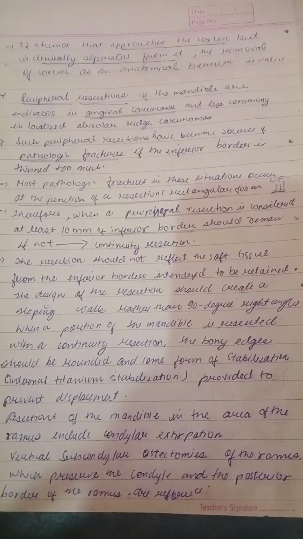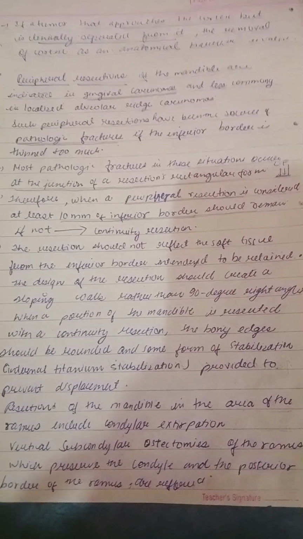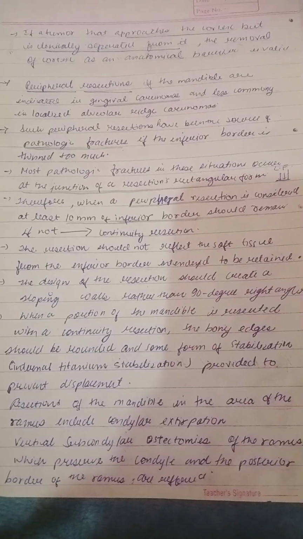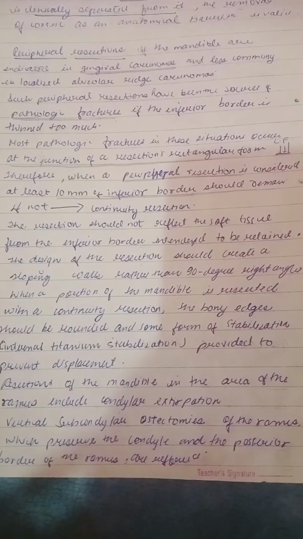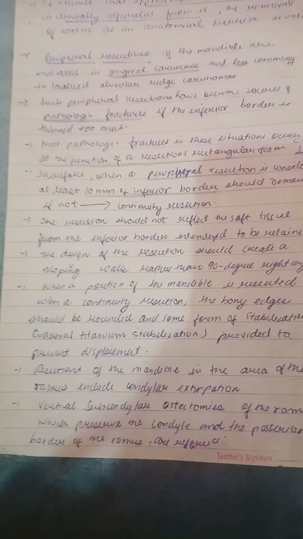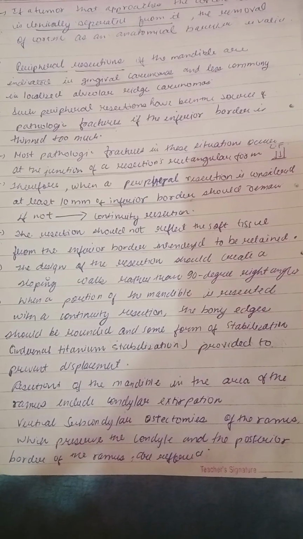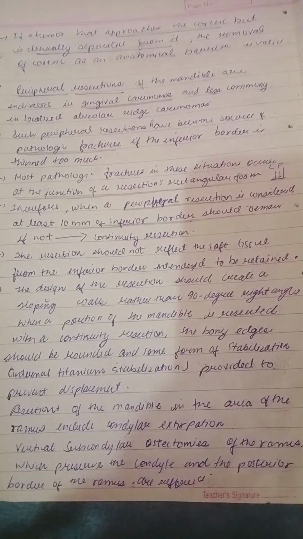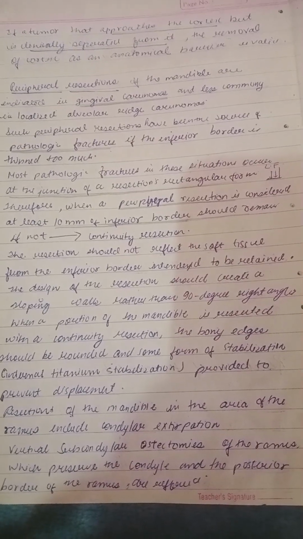Now dissection of the mandible in the area of the ramus includes condylar extirpation. Vertical subcondylar osteotomies of the ramus which preserve the condyle and the posterior border of the ramus are preferred. ऐसा बोलते हैं जो वर्टिकल सबकॉन्डाइलर ऑस्टेक्टोमीज होता है, they are preferred more.